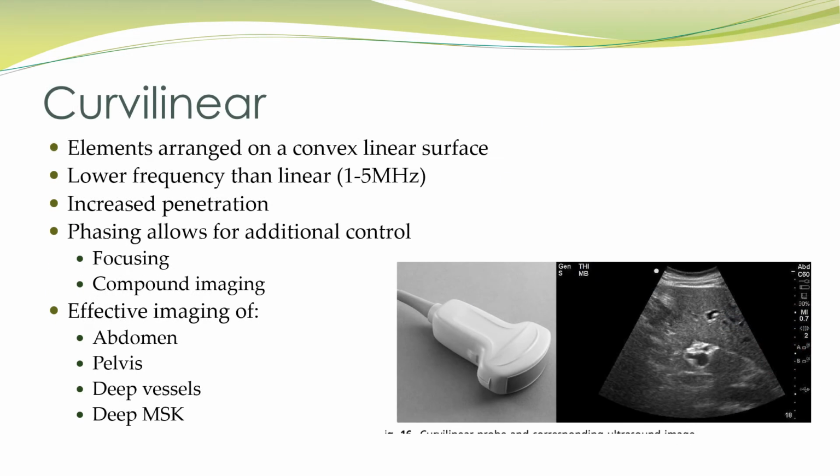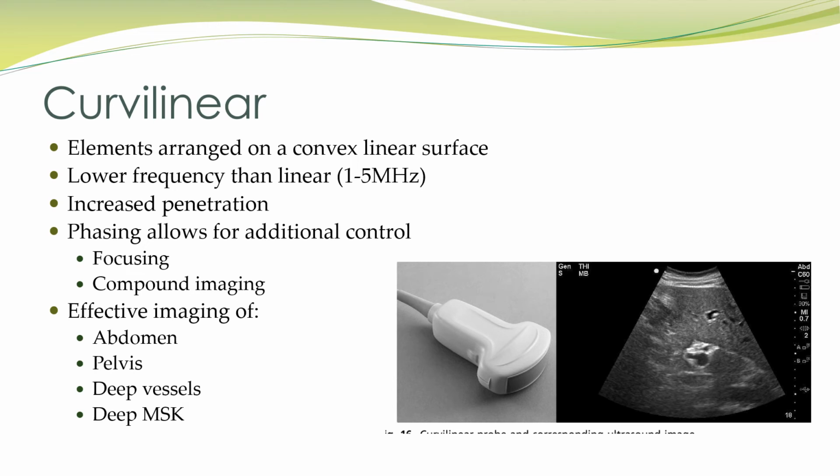Now, our curvilinear probes are very much like our linear, except they're arranged. It's basically a linear group of elements, but arranged around a curved, convex surface. These are typically lower frequency than our regular linear probes. These are the probes that we're going to use for some of that deep vascular scanning.